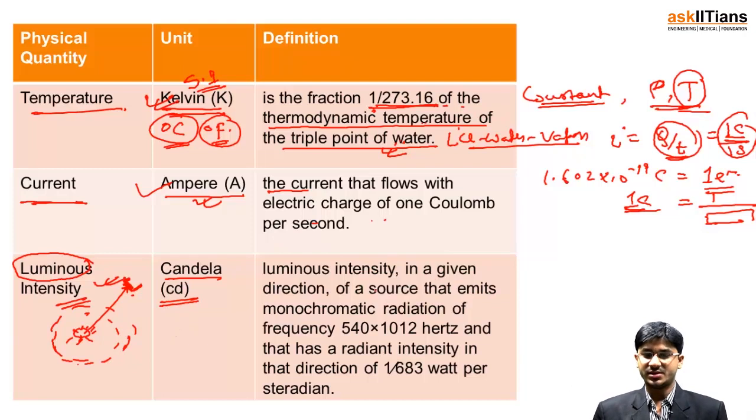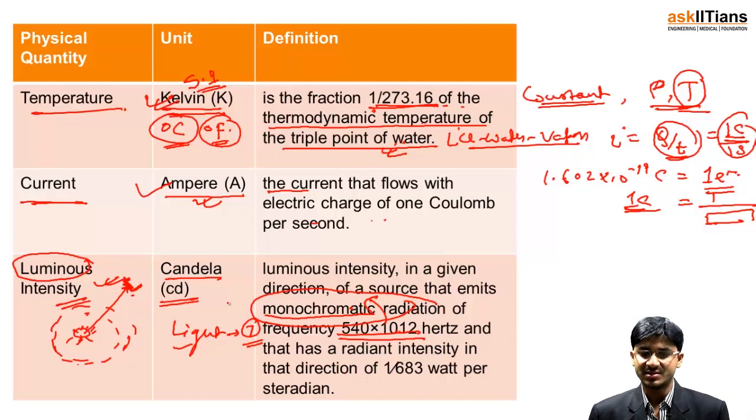Now the luminous intensity in a given direction is for a source that emits monochromatic radiation. Monochromatic means only one radiation. White light that we see has 7 colors, and every color has its own wavelength, so it's not monochromatic. A monochromatic radiation has a clearly specified frequency, only one frequency, and that has a radiant intensity. It has been defined in terms of intensity. We will see later what this intensity is, but this is a new quantity that you haven't seen.